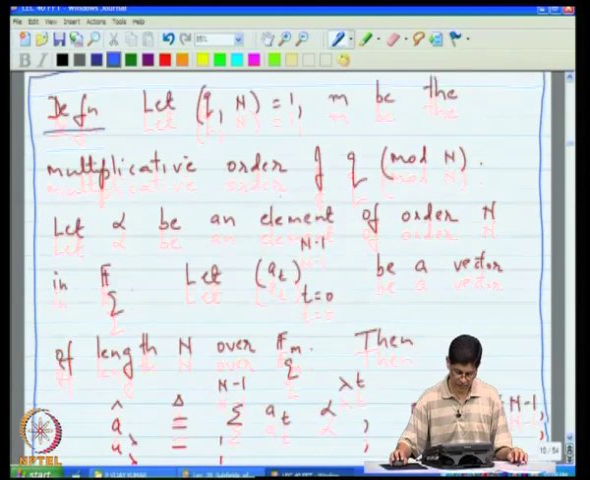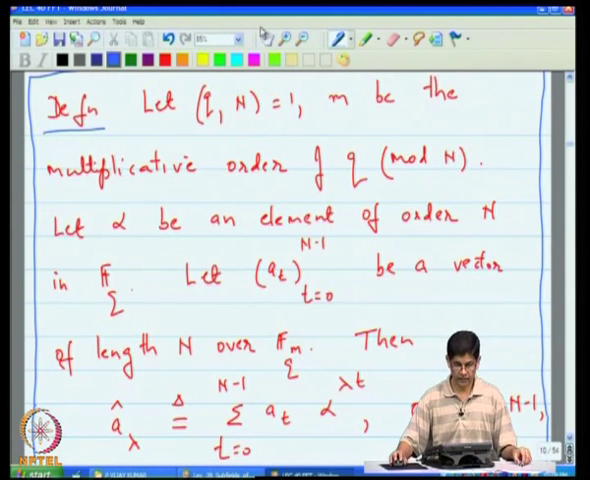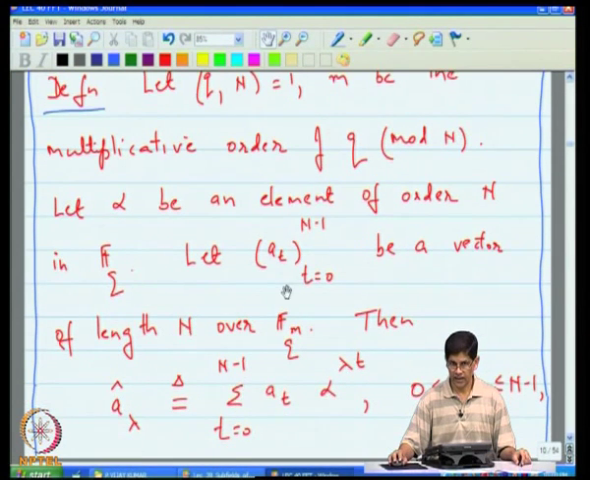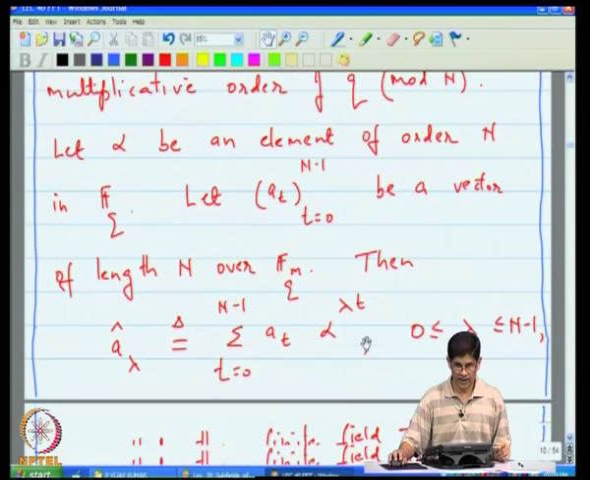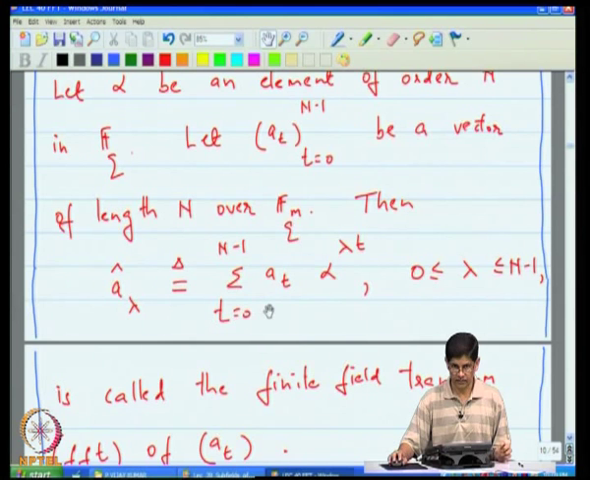So, here is the definition of a finite field transform. Let q and n be relatively prime. Let m be the multiplicative order of q mod n. Let alpha be an element of order n in F_q^m. Let a_t, t goes from 0 to n minus 1, be a vector of length n over F_q^m. Then if you set A hat of lambda, so you look at this expression over here, this is called the finite field transform of a_t.